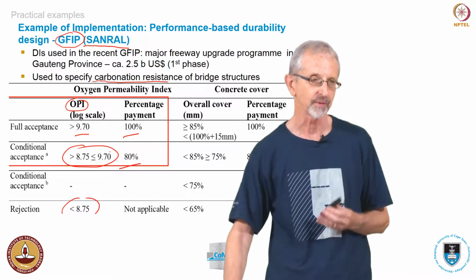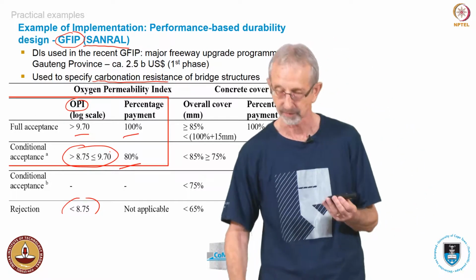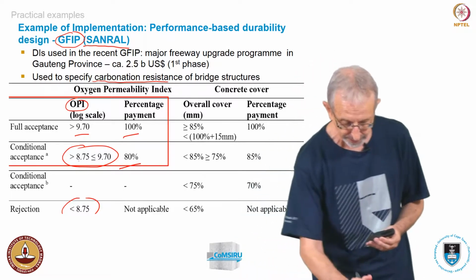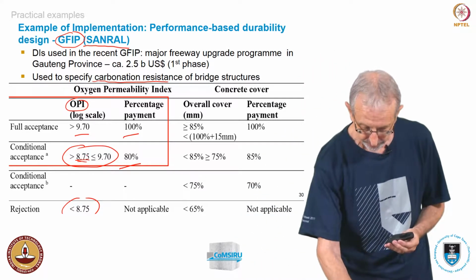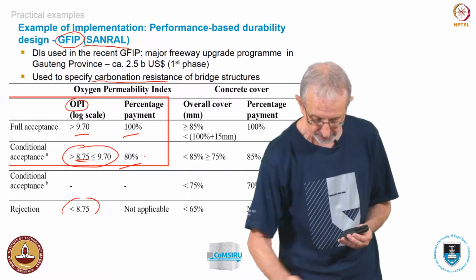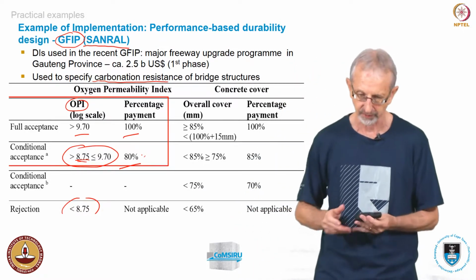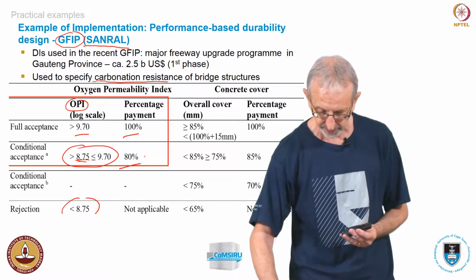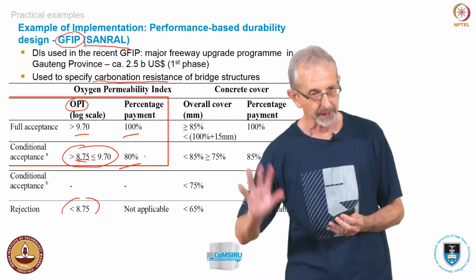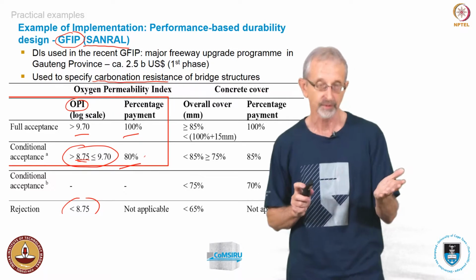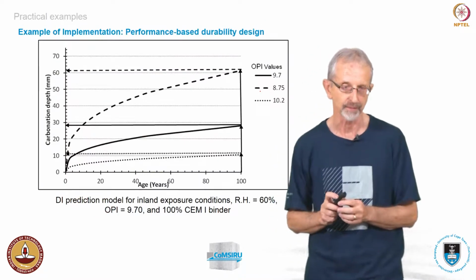Now you will realize that with OPI, this is a large range. 8.75 to 9.7 is almost a factor of 10 because this is a log scale. So they were being quite lenient here, allowing the contractor to go quite far down and still giving them a reasonable payment. So that was a specification. You'll also notice that there were specifications around cover on the right, but I won't deal with that now because that's just as important, that you get the actual cover you specify.